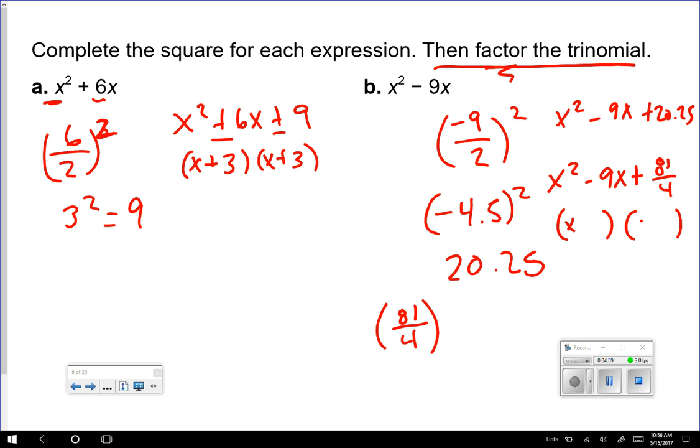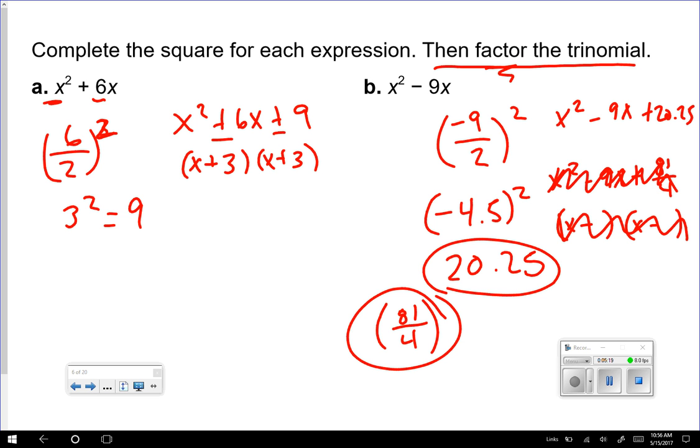So we have the same sign, minus, minus. And what we're looking for is... you know what, we're not even going to factor this. Just forget that. We've completed the square, either this or this, and we're good.